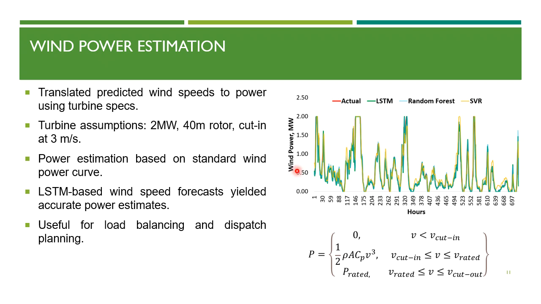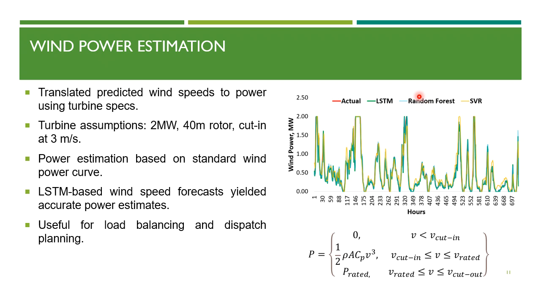values, whereas the random forest and the SVR showed more deviation. This highlights the practical value of LSTM models for energy dispatch and load planning in microgrids. On the graph here, we can visibly see that the LSTM model has more visible overlap with the actual wind power.